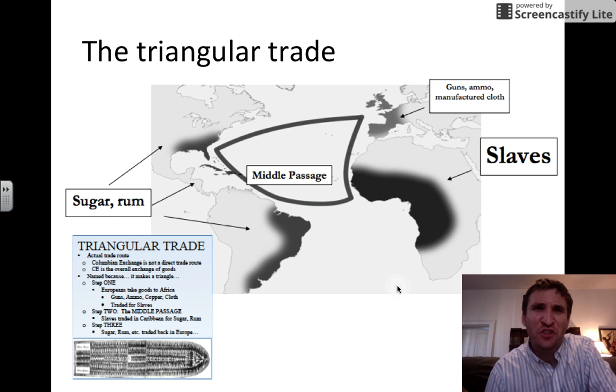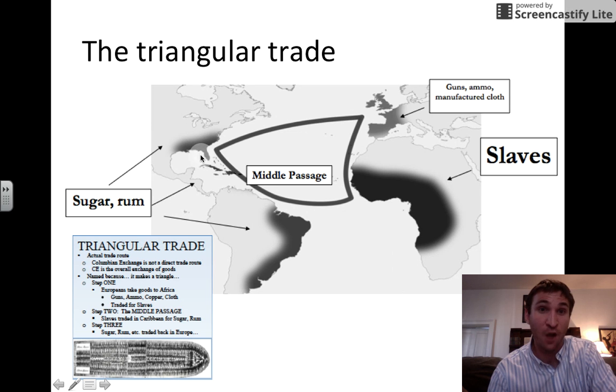Let's talk now about the triangular trade. This is different than the Columbian exchange. It can be confusing, so let's decipher the two. The triangular trade are the actual trade routes from different continents. Why are they called triangular trade? Well, the trade routes make the shape of a triangle.